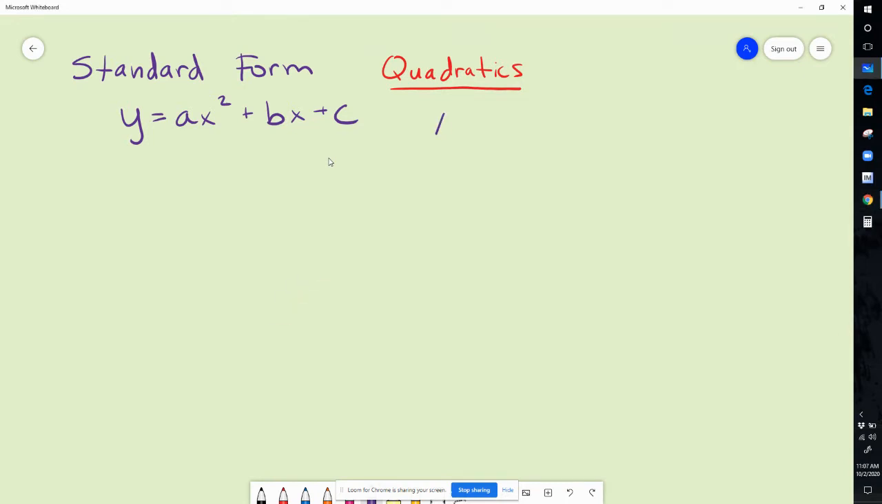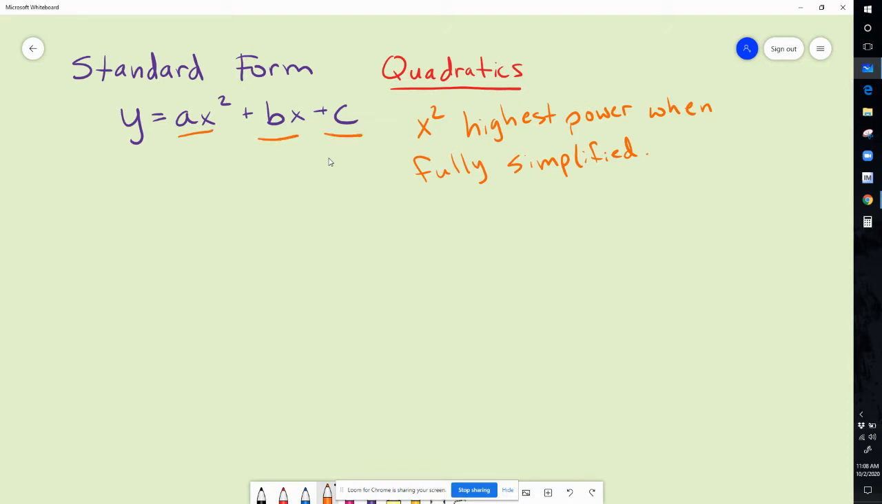x squared, let's actually use a different color here, we'll use orange. x squared is my highest power. Remember, that has to be true. Highest power when we are fully simplified. So I think that's pretty important. So what do I mean by that? If you have a whole bunch of x squareds or x's and you can combine like terms and simplify, then you don't really know what kind of equation you have. But if you only have one of each term, just like this, and we're completely simplified, and x squared is your highest power, then we know we're dealing with a quadratic.